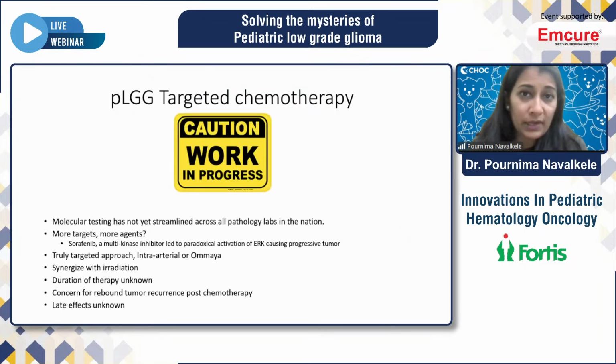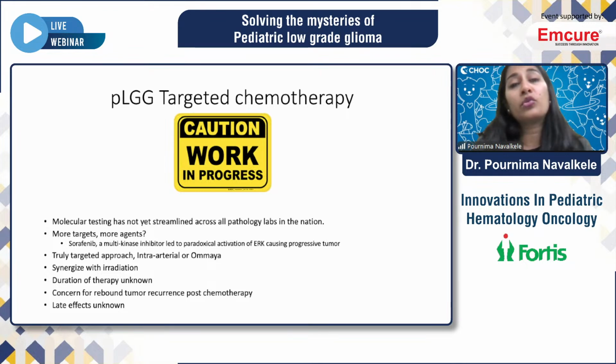So, the most important slide I want to focus on is this one, where we need to be very cautious of targeted chemotherapy. It's a work in progress. Molecular testing has not yet streamlined across all the pathology labs in the nation, and I'm talking just about the US. So, across the world, I think we don't even have a consensus on what testing to do, when, and where to send it. So, what do more targets through newer classifications mean? Do they mean more agents? We don't know, right? Because sorafenib, case in point, is a multikinase inhibitor which was used for BRAF mutation, and it led to paradoxical activation of the ERK pathway, and it actually caused tumor progression. The trial had to be stopped.